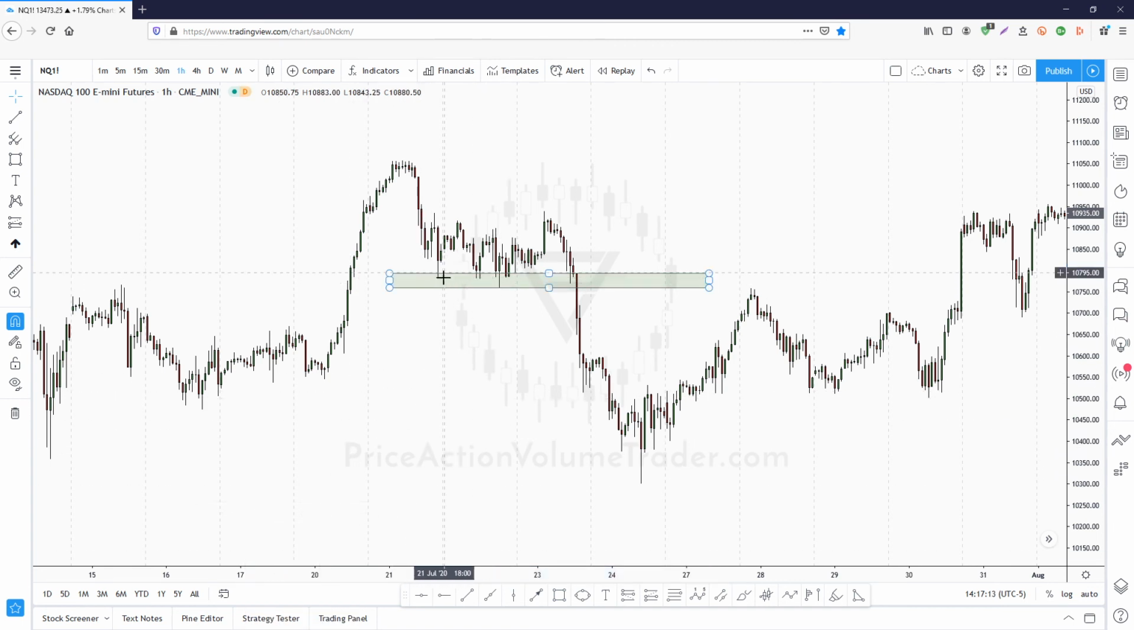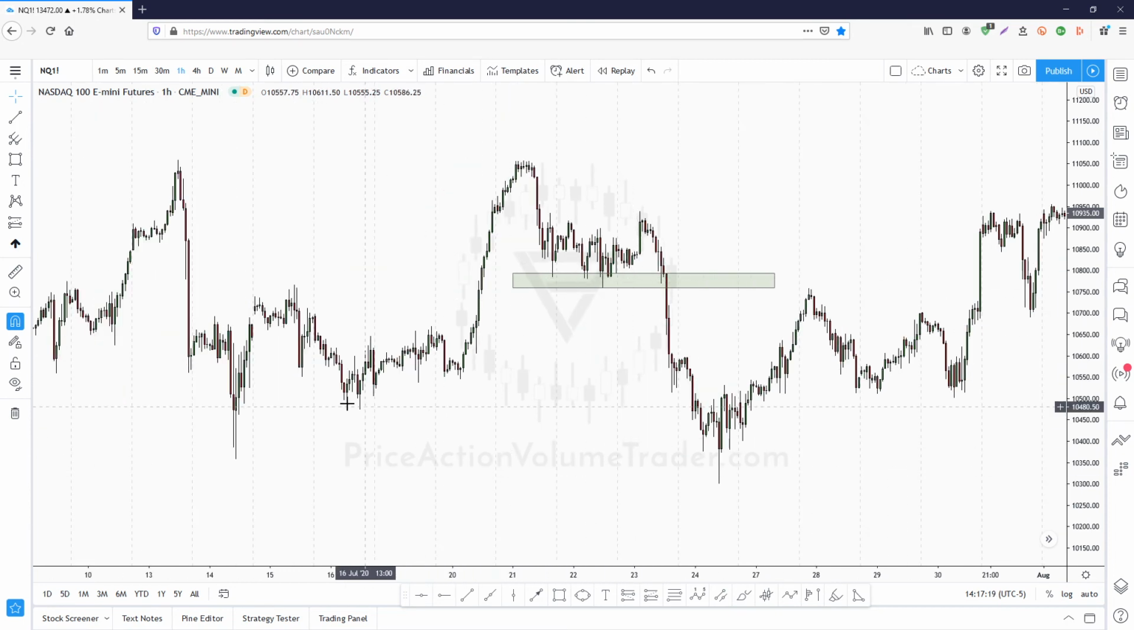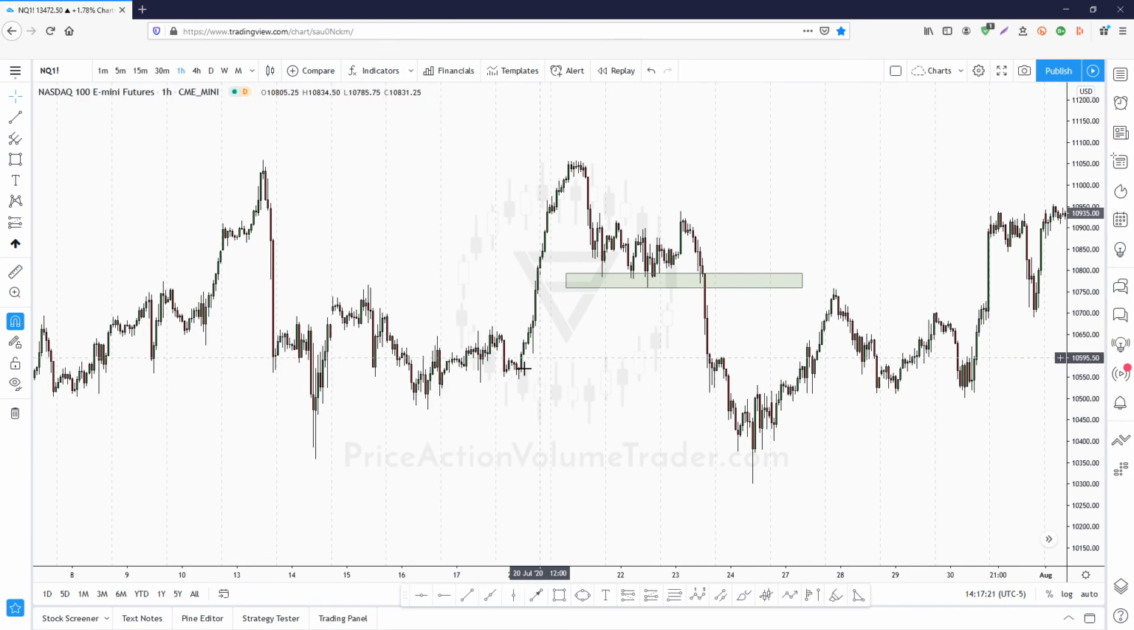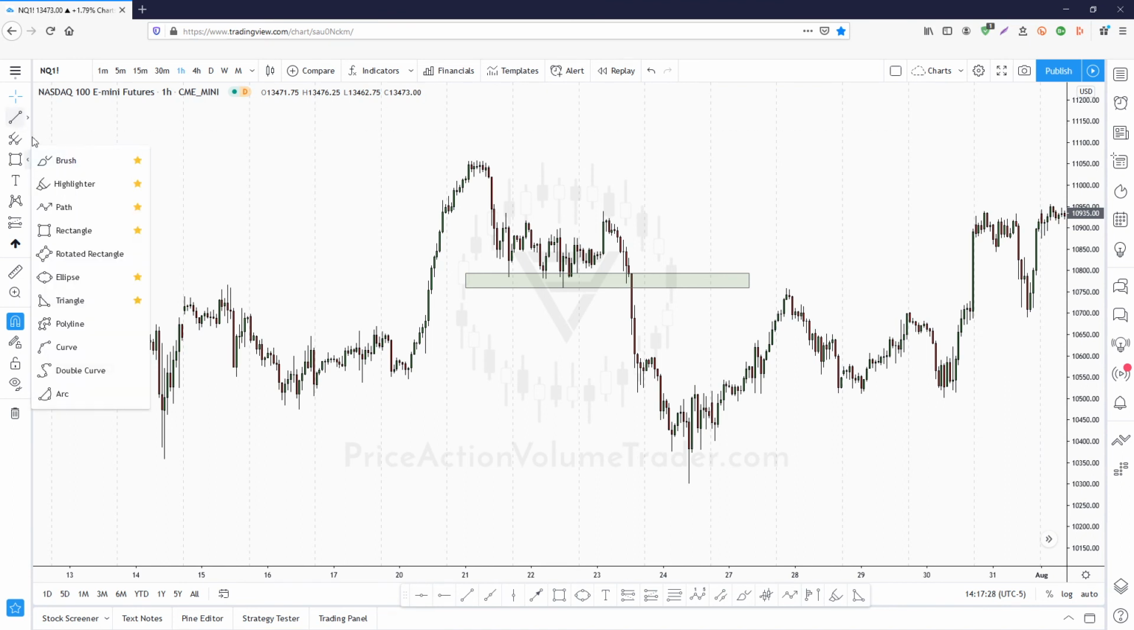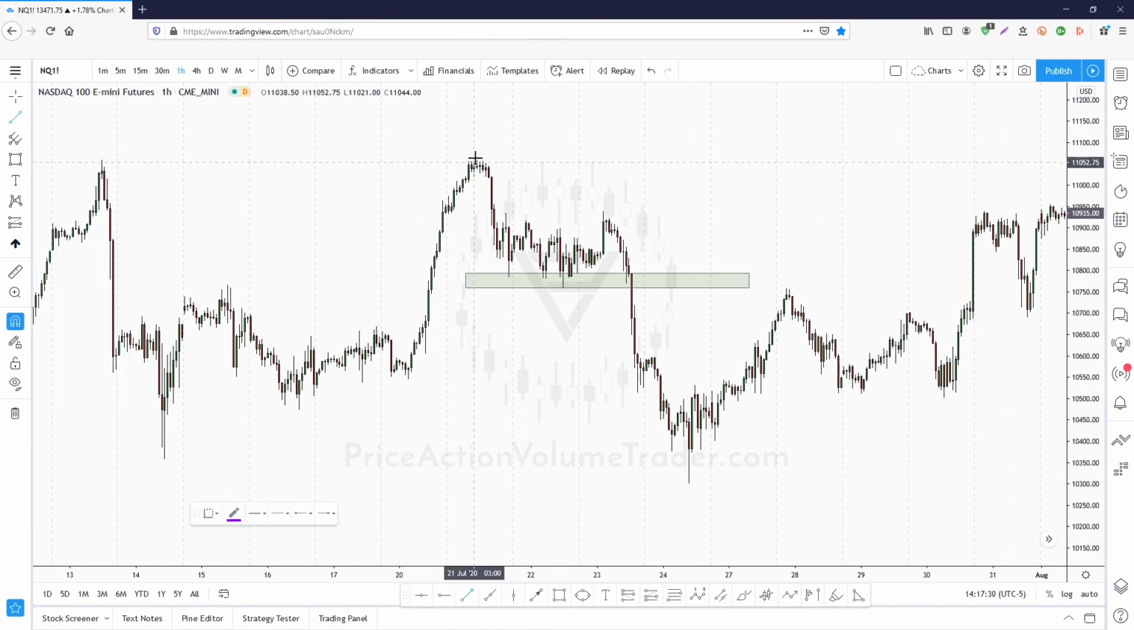a support level that the 1 hour chart is holding, then a very clean breakdown. We broke all these previous swing lows. We've shifted market structure. We can see that. We could even throw a trend line here.